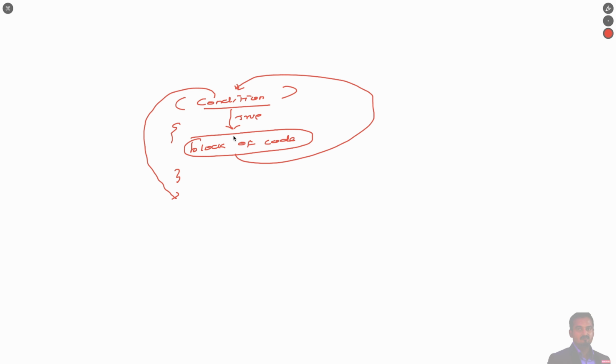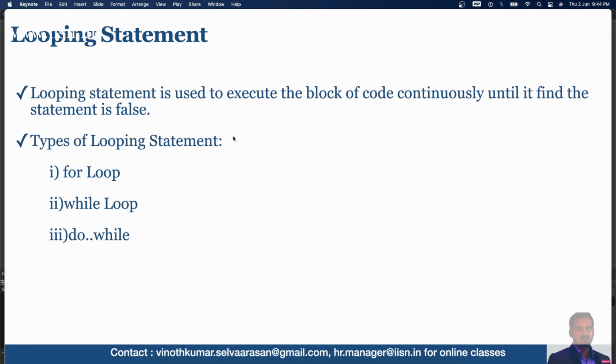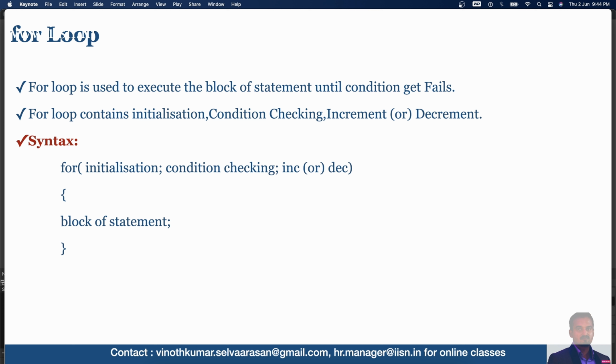Now we are going to see the types of looping statements present in Java. The types are for loop, while loop, and do while. First, the for loop. The for loop is used to execute a block of statements until the condition fails. In a for loop you have initialization, condition checking, increment or decrement, and the block of code.